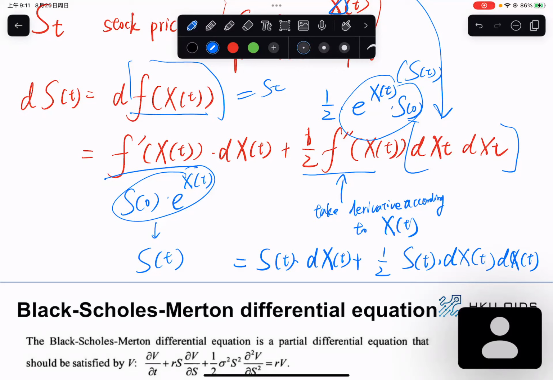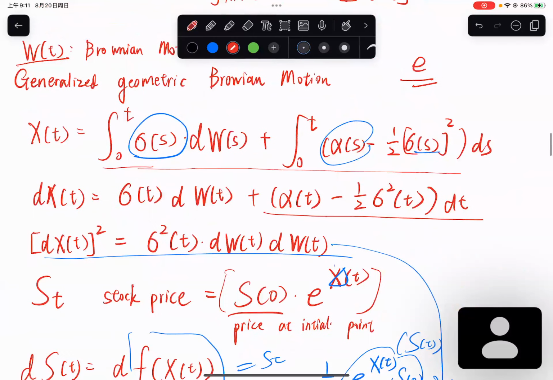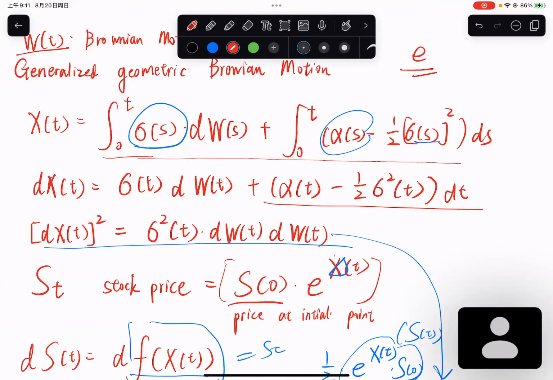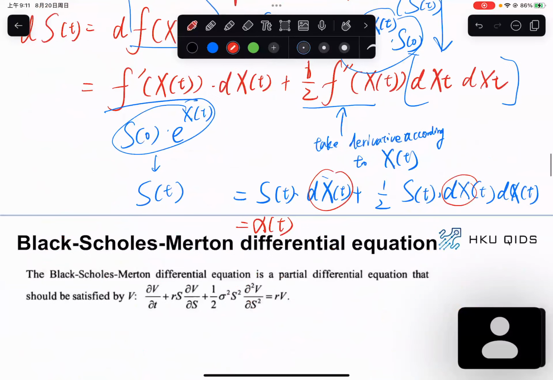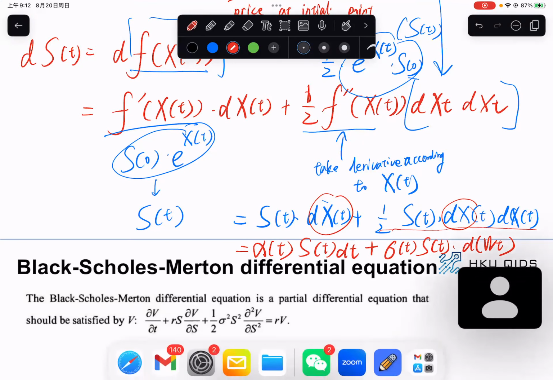Now we can take one dX_t out, such that it is going to become alpha_t, which is defined here, S_t dt plus sigma_t S_t dW_t. Basically, we are just taking one thing out, and this is going to be the result of dS_t.